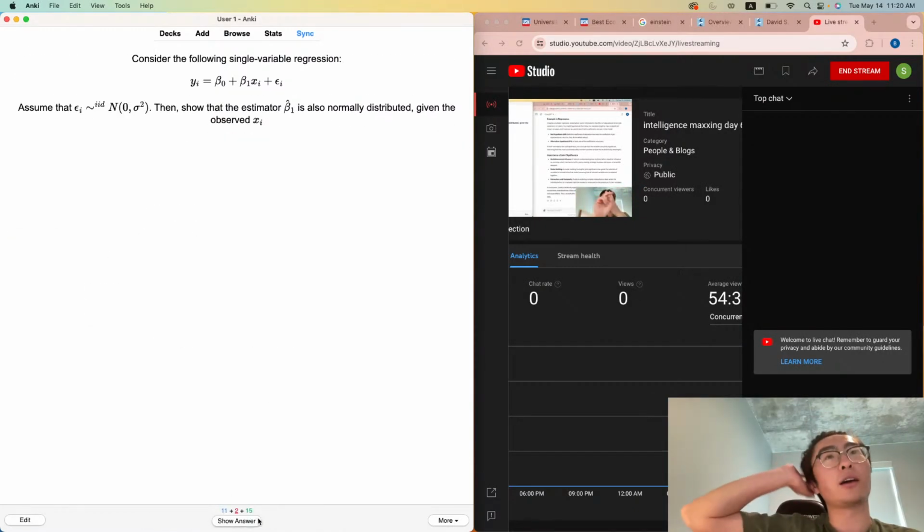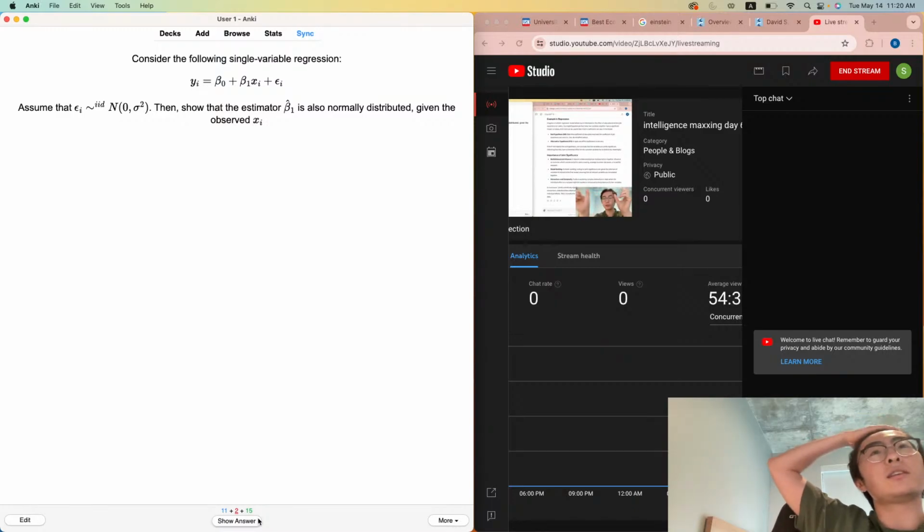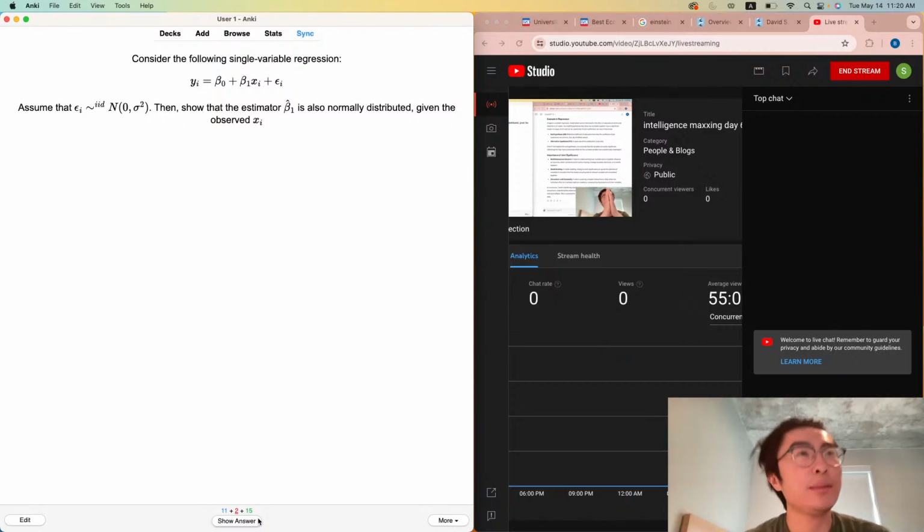Say it's good. Okay, so consider the following single variable regression: yi is equal to beta 0 plus beta 1 xi plus epsilon i. Assume that epsilon i is independently and identically distributed with the normal distribution of 0, sigma squared. Then show that the estimator beta hat 1 is also normally distributed given the observed xi.